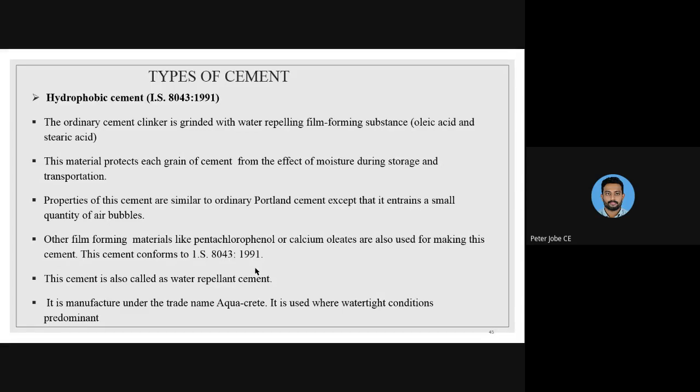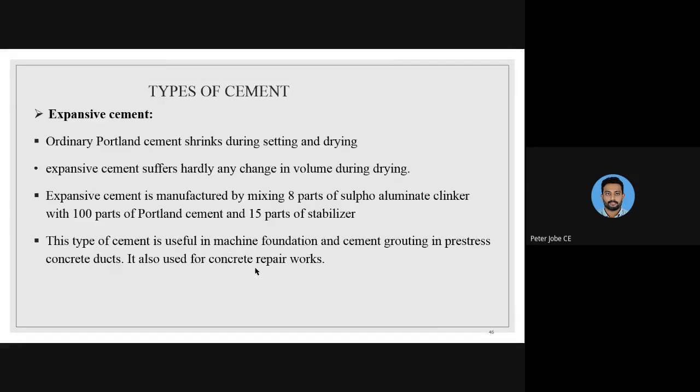This cement is also called water repellent cement. Manufactured under the trademark Aquacrete, it is used for watertight conditions. Where we need watertight conditions, where external penetration of water is not at all recommended, we will use this kind of hydrophobic cement, especially for underwater concreting. It's necessary to use hydrophobic cement so that water might not enter our structure. So this is the reason why we use hydrophobic cement.